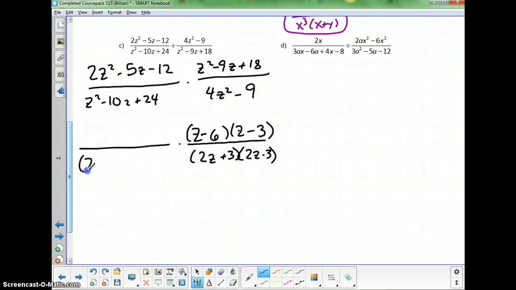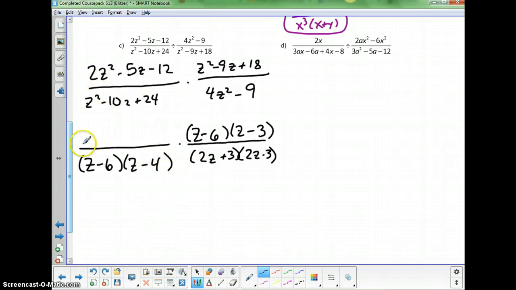And let's try the bottom over here. So it's a z in both parentheses. And a 24. So to make it 10, it's going to be 6 and 4. So minus 6 minus 4 adds up to negative 10 and multiplies to 24.